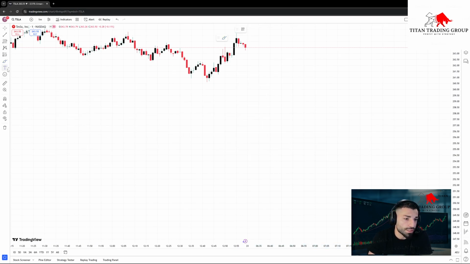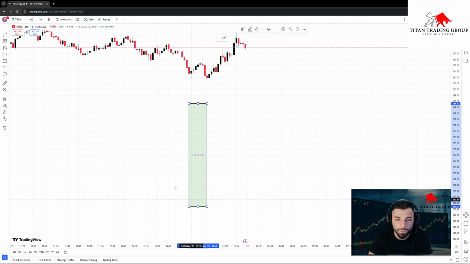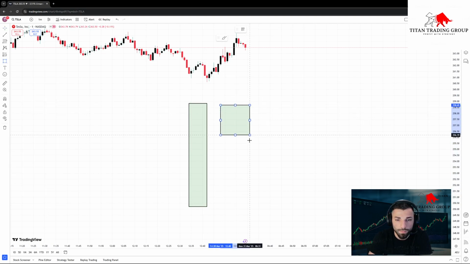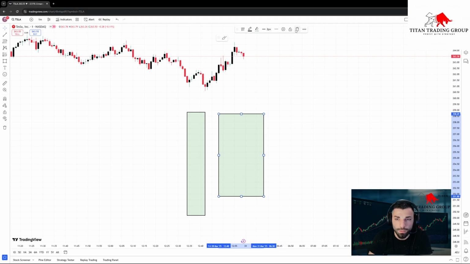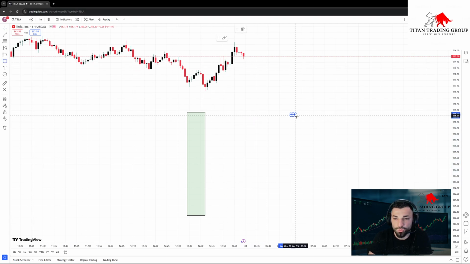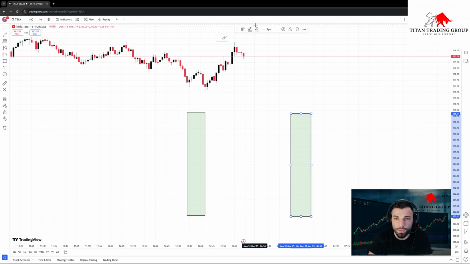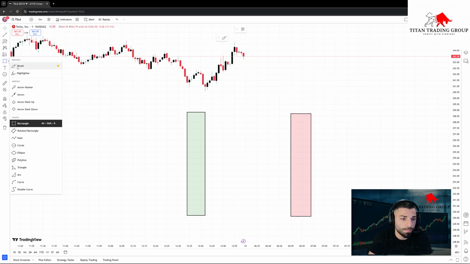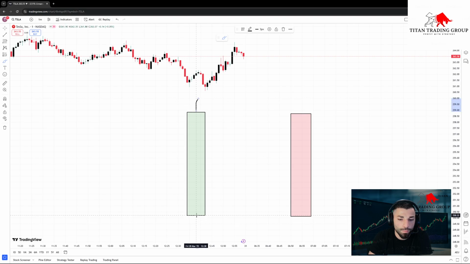So, four things. Maybe not so close together. To wrap this up, to wrap this bad boy up, on a green candle, the open is at the bottom.